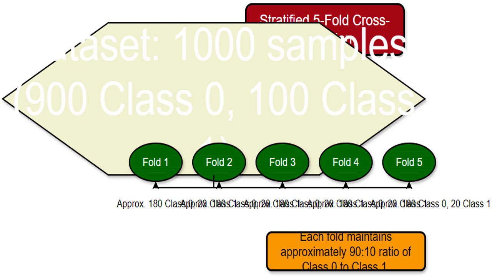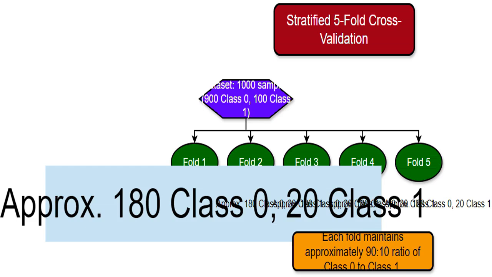My dataset has 1000 samples in total. A big chunk, 900 samples, belongs to class 0, while the remaining 100 samples belong to class 1. That's a serious imbalance, a 90-to-10 ratio. In each of my 5 folds, I expect to see approximately 180 samples from class 0 and 20 samples from class 1. I'm maintaining the original 90-to-10 ratio in each group.